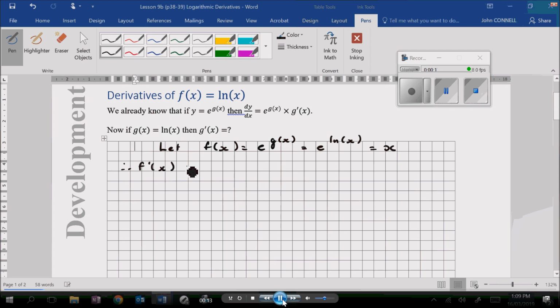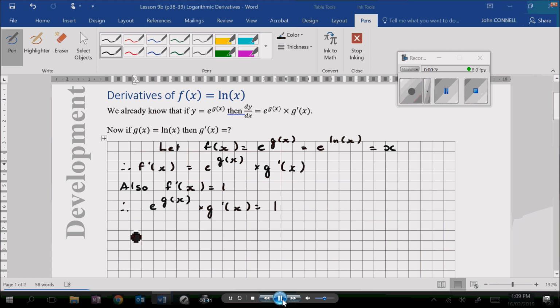But then under differentiation of e to the power of g of x, we get e to the power of g of x times g dash of x by the chain rule. And under differentiation of x, we get f dash of x equals 1. So these two things must be equal: e to the power of g of x times g dash of x must just equal 1.